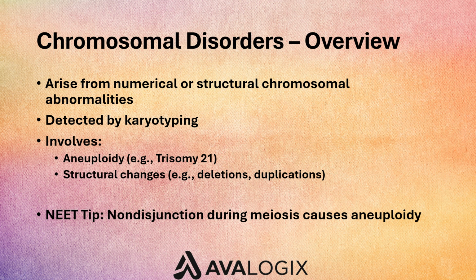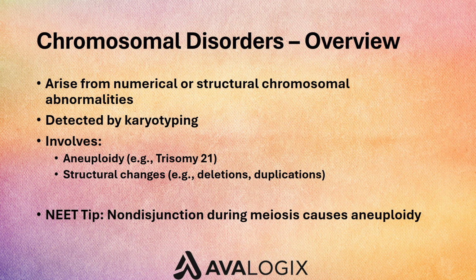NEET tip: non-disjunction is the primary cause of aneuploidy. Expect questions like, which stage of meiosis is affected in Down syndrome? Or, what is the karyotype in Turner syndrome? Be sure to memorize the chromosome numbers and clinical features associated with each disorder.